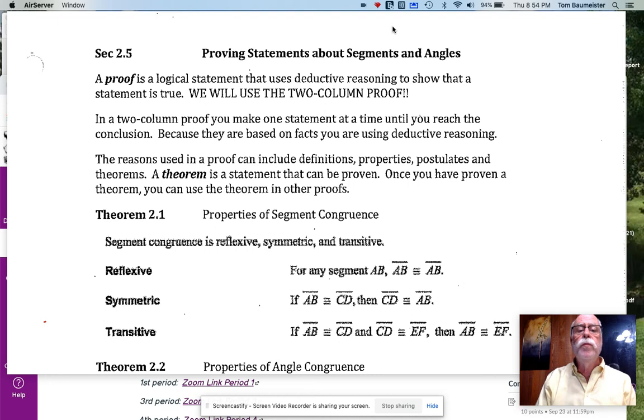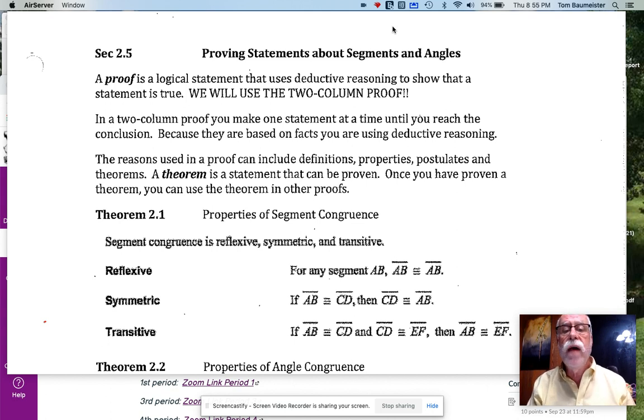Section 2.5 is proving statements about segments and angles. A proof is a logical statement that uses deductive reasoning. Remember, we had deductive and inductive reasoning. Proofs use deductive reasoning to show that a statement is true. For the most part, we will use the two-column proof, and in a two-column proof, you make one statement at a time until you reach the conclusion.